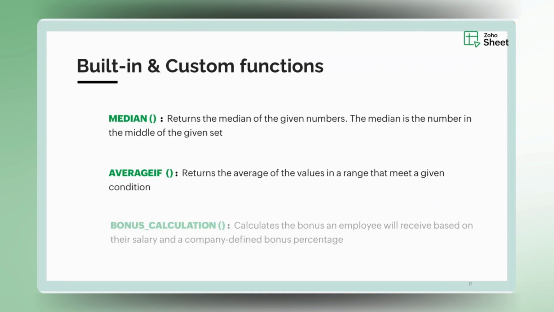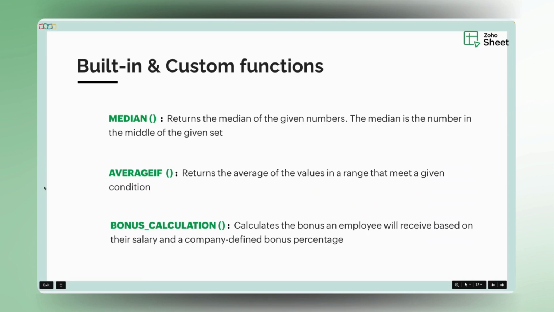Then we have the custom function, which is the bonus calculation. We have built this to calculate the bonus of an employee, which they will receive based on their salary and the company-defined bonus percentage. So Balaji, can you explain these functions in detail with an example?